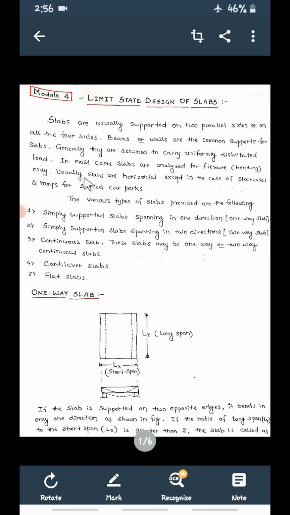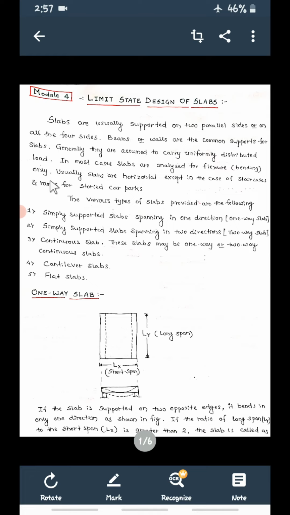In most of the cases, slabs are analyzed for flexure. Flexure means bending. So remember, normally the slab will be designed and checked against the flexure, bending. So there is no necessity of checking for shear reinforcement. Check for shear reinforcement is not required here. Only you have to check for flexure, that is bending. With the bending moment, if you calculate the reinforcement, it is more than sufficient.